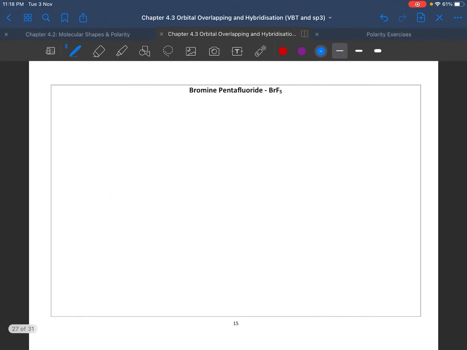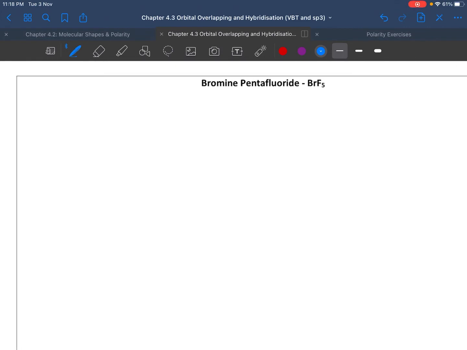Next, kita cuba example bromine pentafluoride. Okay, so ini kita cuba sekali lah. Electron for bromine is 7. Fluorine also 7. Times 5 is 35. So total 42 valence electrons. And then kita draw bromine as the central atom bonded with 5 fluorine.